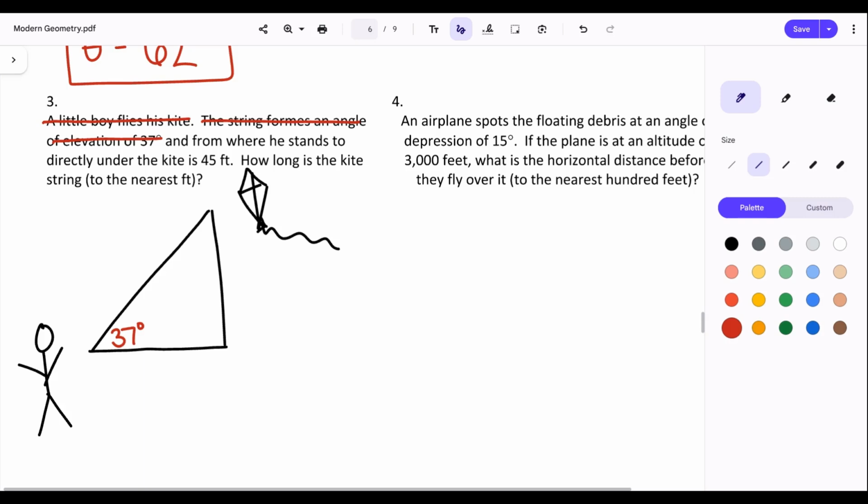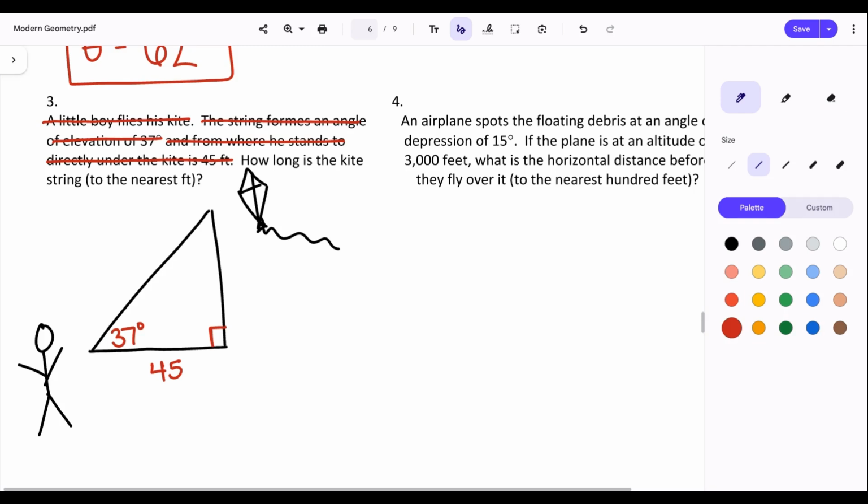Okay, and from where he stands to directly under the kite is 45 feet. So where he's standing and then directly underneath the kite would be like here. They're saying that the distance between him and that spot is 45 feet. So 45 feet needs to be on the bottom flat side of your triangle. Remember, this is where the 90-degree angle would be. All right, that takes care of all that.